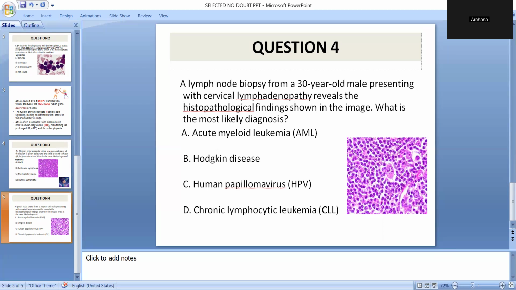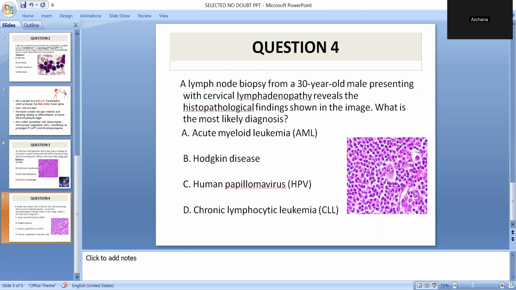So the last question that I have time to discuss today is question number 4. The stem of the question says that a lymph node biopsy from a 30-year-old male presenting with cervical lymphadenopathy reveals the histological findings shown in the image given below. What is the most likely diagnosis? Let's see the clues. Again, we have a lymph node biopsy, so it's not circulating blood cells, which means we have to rule out leukemia. So one distractor is out. A 30-year-old male, again a young male, presenting with cervical lymphadenopathy. So there are cervical lymph nodes.